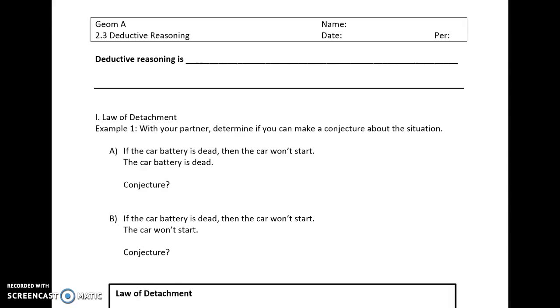Now that we've talked about inductive reasoning, which is based on observations, let's talk about deductive reasoning. So what is deductive reasoning? It's the process of reasoning logically given statements to lead to a conclusion. So again, we need to be given specific information, and this time it's not an observation of a pattern, but we're given statements. And we're going to come up with a conclusion or a conjecture based on those statements.